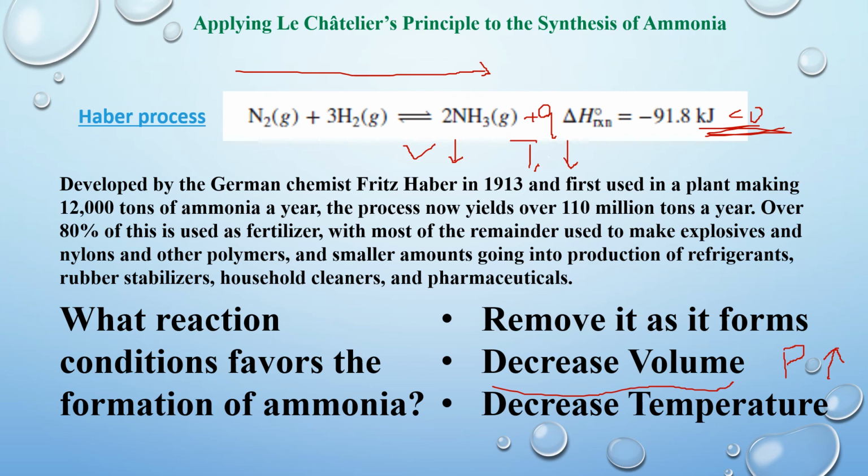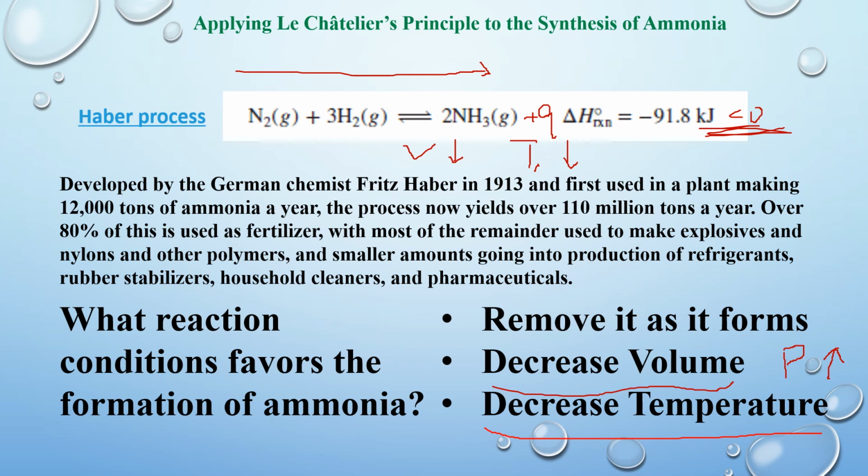How about the temperature? We want to decrease the temperature so the percent yield can be increased, or the ammonia formation is preferred. But think about what's going to happen if we decrease the temperature. Think about what we learned in chapter 16. You got it? In chapter 16, we talked about the rate of a chemical reaction, and we said if we decrease the temperature, the reaction rate is also going to decrease.